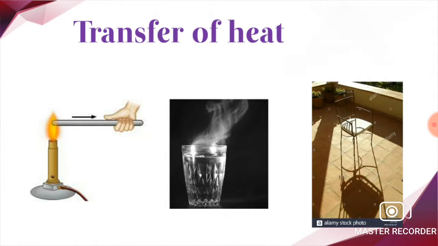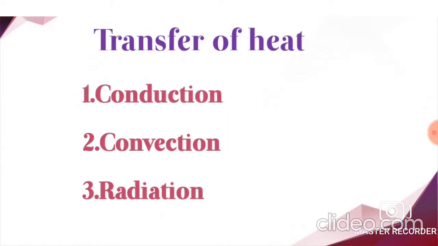Understood? Yes. Children, in nature, there are three different methods of transfer of heat. They are conduction, convection and radiation. Understood? Here, in nature, heat transfers in three different methods, that is conduction, convection and radiation. Let us learn one by one in brief. First, we will learn about conduction.